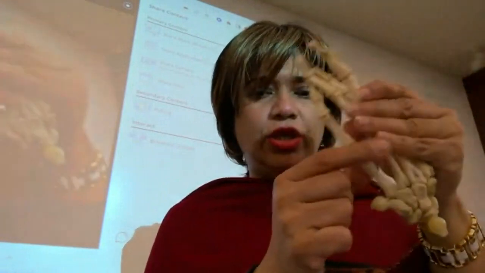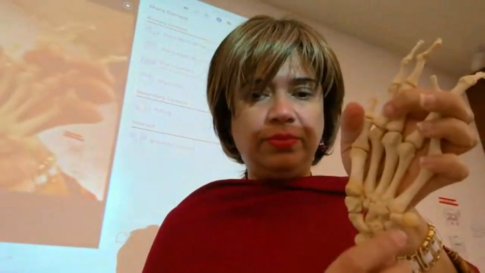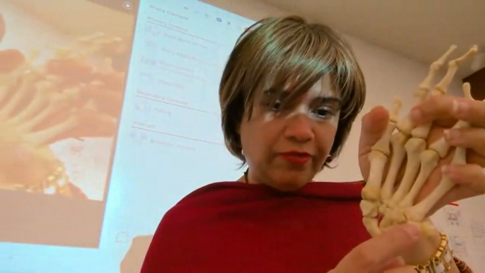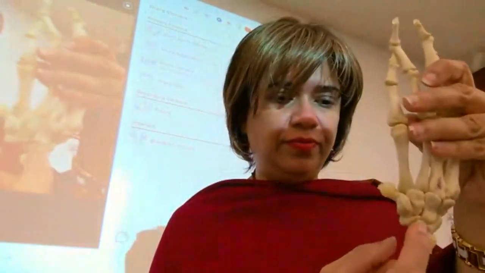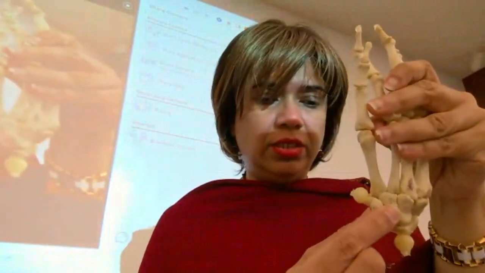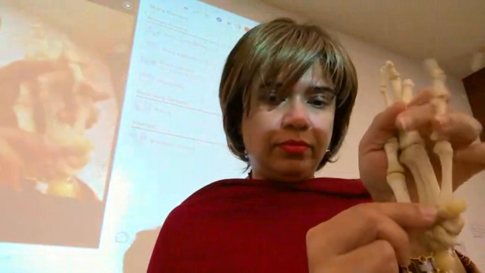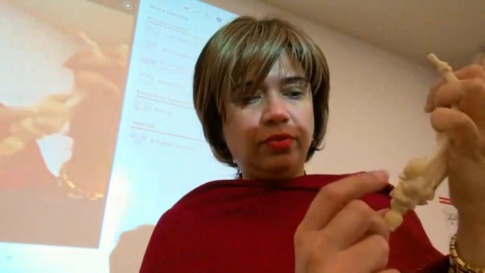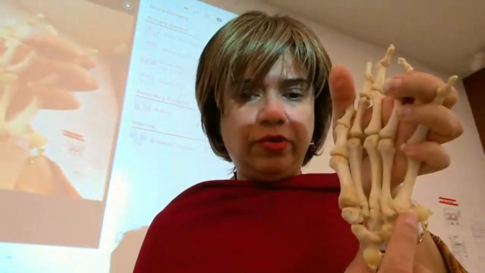And triquetrum on the other side, from the palm side, you can see has pisiform right here. So this is pisiform bone. So scaphoid, lunate, triquetrum, and pisiform right here. This is pisiform.